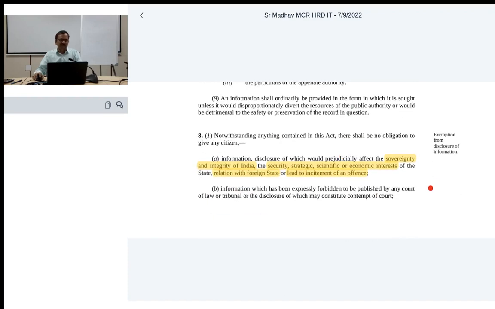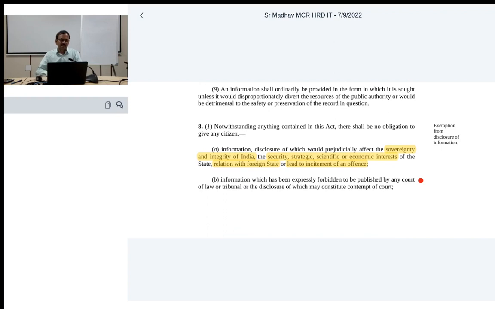So the list goes like this. Section 8.1 says there is no obligation to provide any citizen the following categories of information. So all these are qualified exemptions, as I already mentioned. So we'll start with 8.1a. 8.1a contains more than one exemption. There are at least four categories of exemptions here.